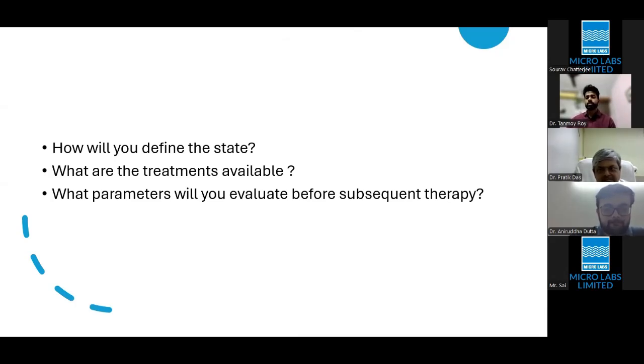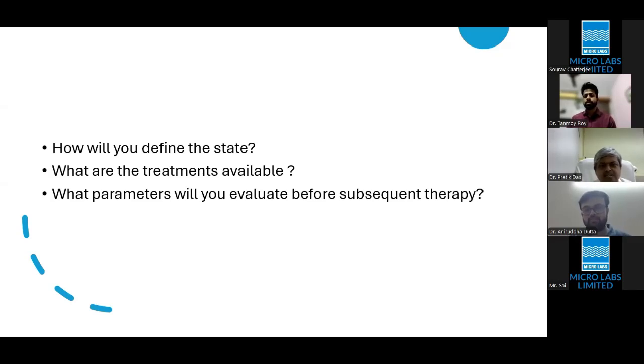Treatments available: growth hormones can be supplemented. So treatment of the existing condition. Treatment for the CKD, treatment of acidosis, treatment of electrolytes. Along with that, we can supplement growth hormones if the patient is not achieving the required growth.